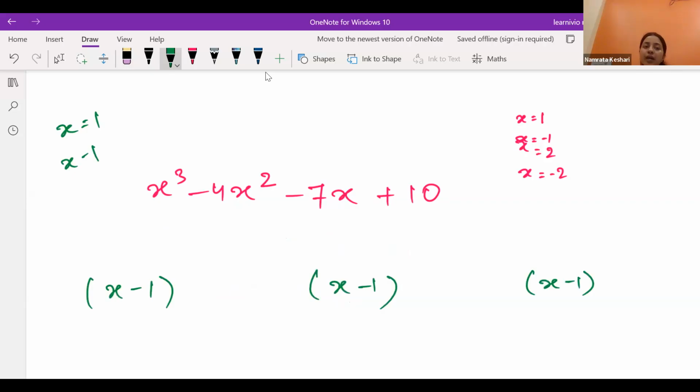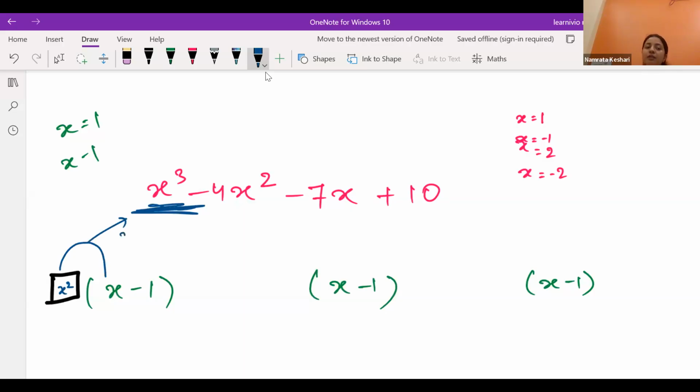Now we will be writing x minus 1 three times because it's cubic. Now we will try doing the arrangement. So first term is x cube. In front of the first bracket, what shall we write to create x cube? The first term. Afia, what shall I write over here in the box? X square.